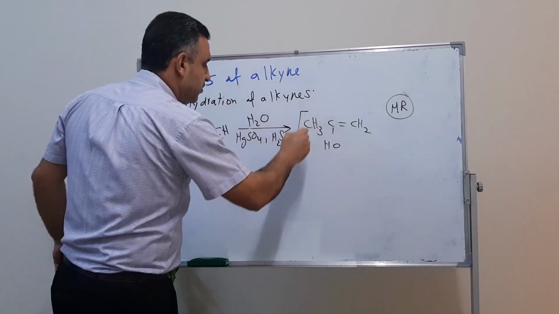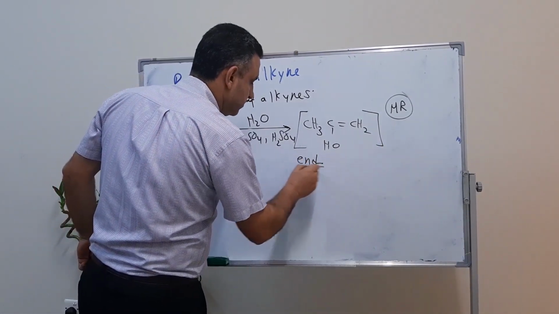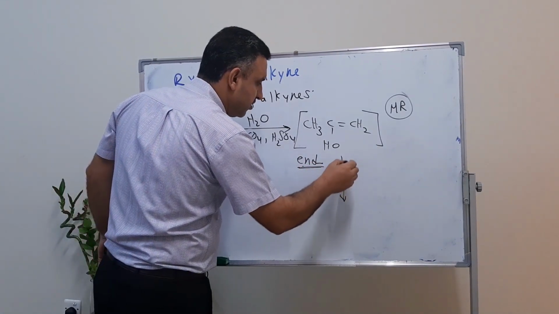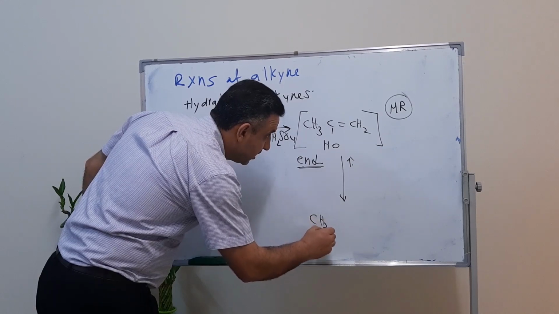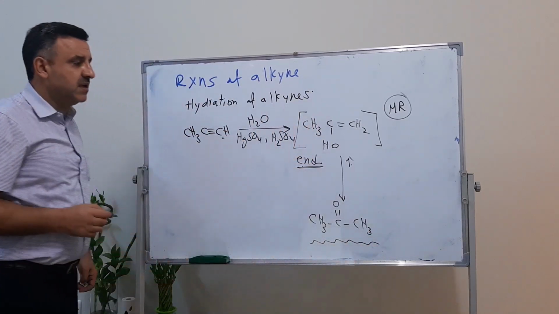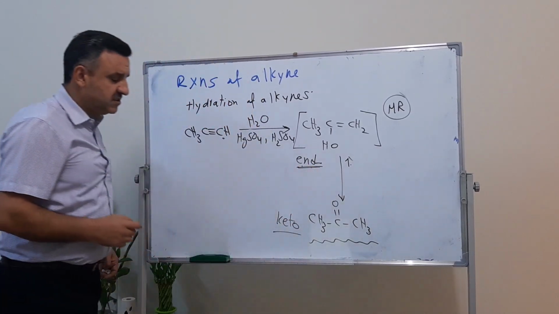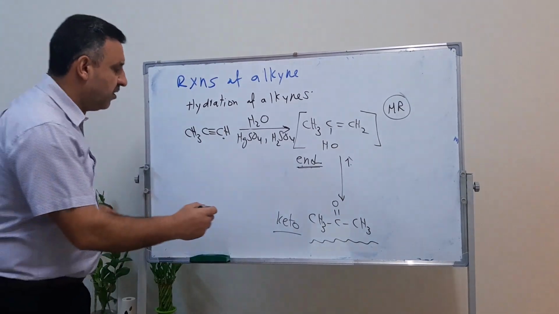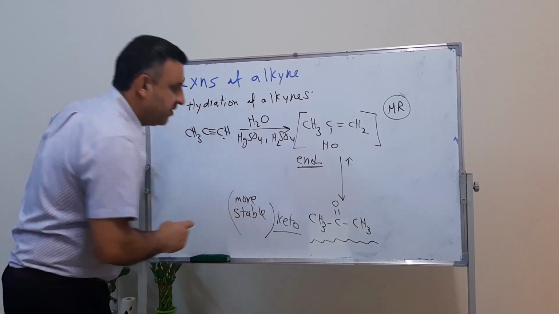This intermediate, we call it enol, and this intermediate is not stable. It will directly convert into another product, which will be CH3 C double bond O CH3. So we'll get a ketone at the end of the day. This is called the keto form, and this is the enol form. Now, generally speaking, the keto form is more stable compared to the enol form.